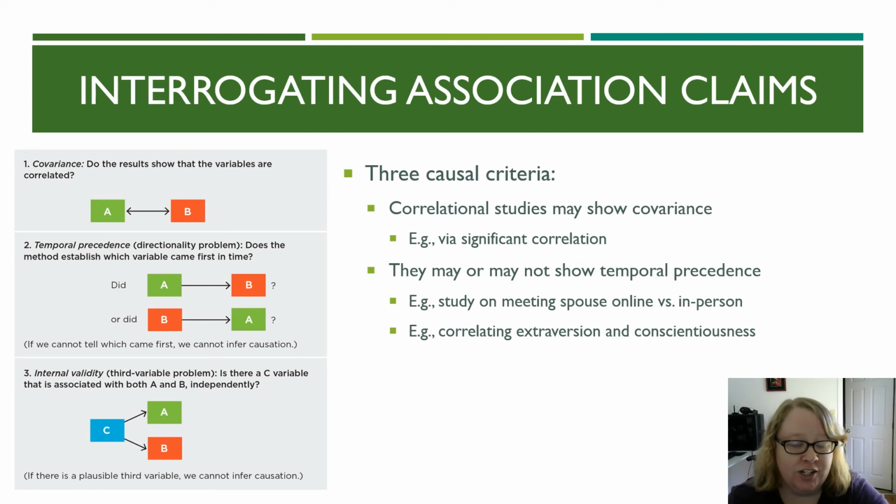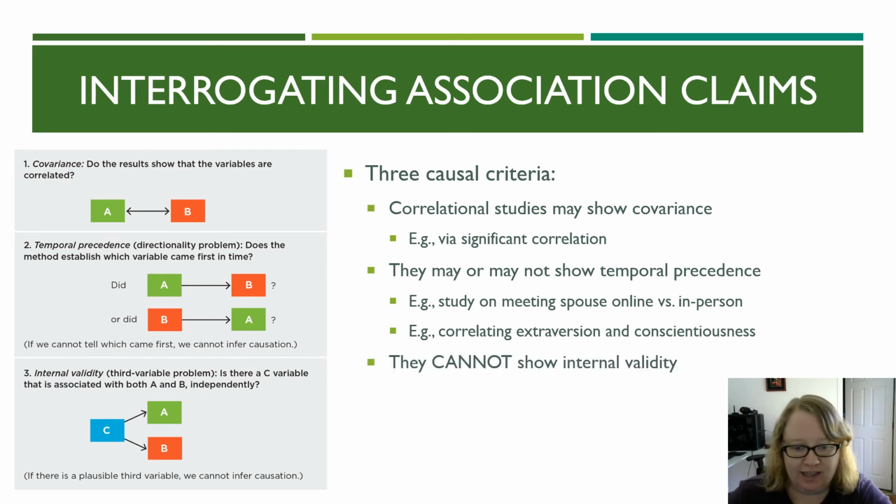However, things like the depression and anxiety example I gave earlier don't, or this new one, correlating extroversion and conscientiousness. I don't know which one came first, and my correlational design won't tell me that. So that's why we say they may or may not show temporal precedence. It depends on the design. So the meeting spouse one, you do have temporal precedence, but most other correlational designs don't. And again, if you can't meet even one of these three causal criteria, then you can't infer causation. You have to have all three in order to establish causation, and correlational studies can't.